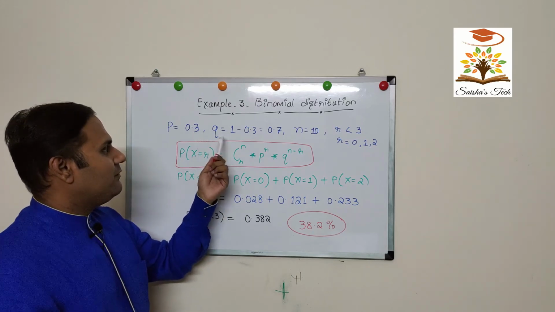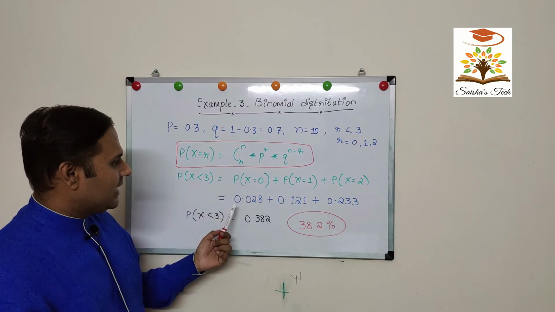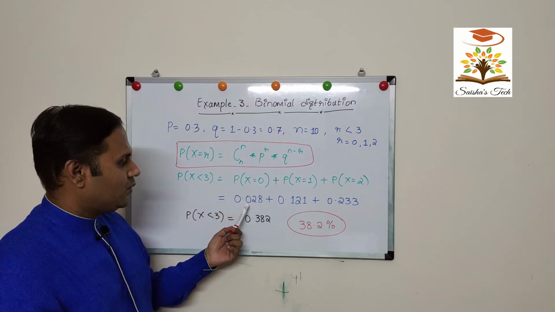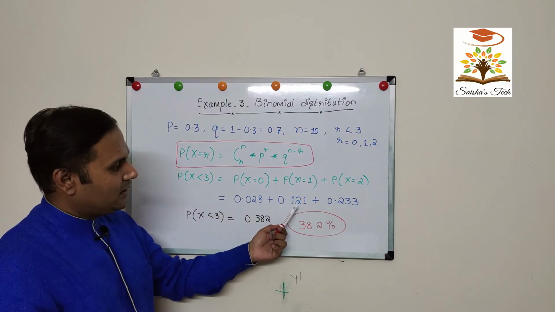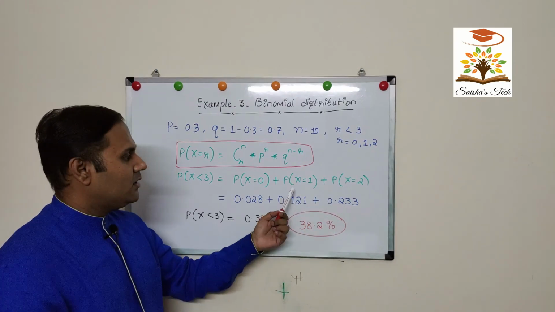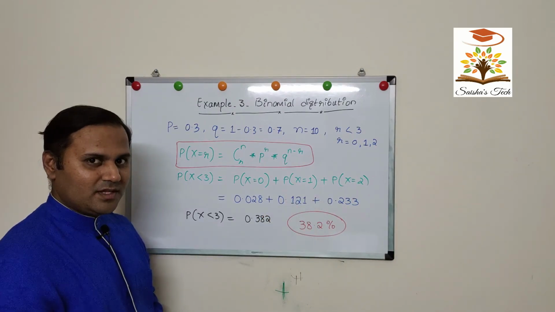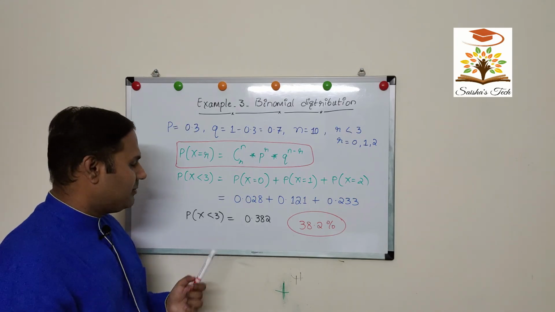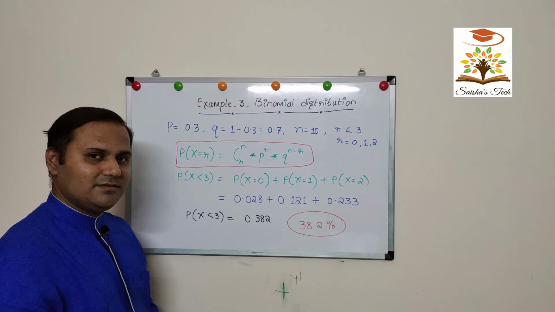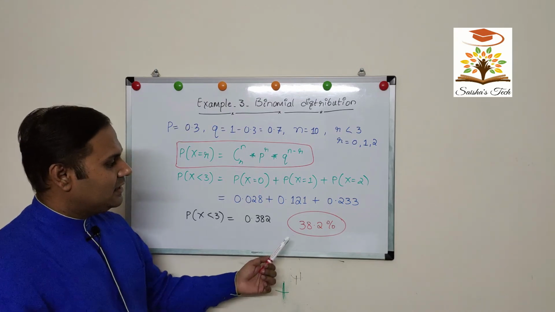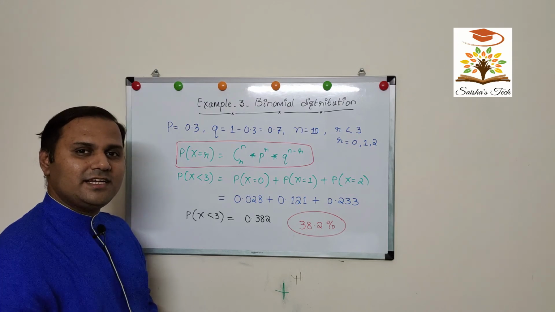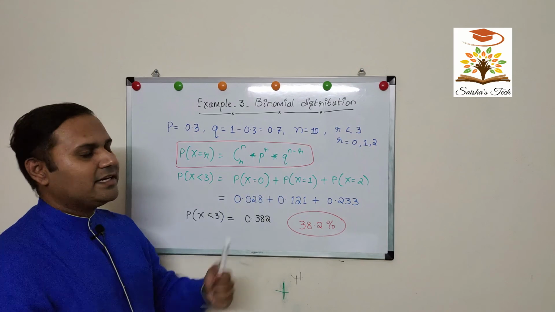By utilizing the values in the formula, we can calculate the probability density function for x is equal to 0 as 0.028, and 0.21 and 0.233 for 1 and 2. The summation would give us 0.38 as the probability density function for less than 3, which means that we have 38.2% chances that the person will knock all the pins in less than 3 times under 10 attempts.